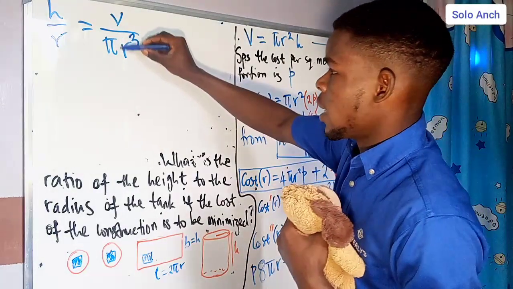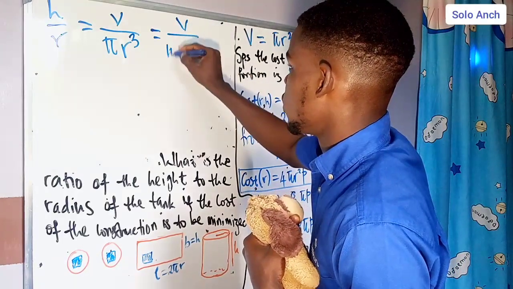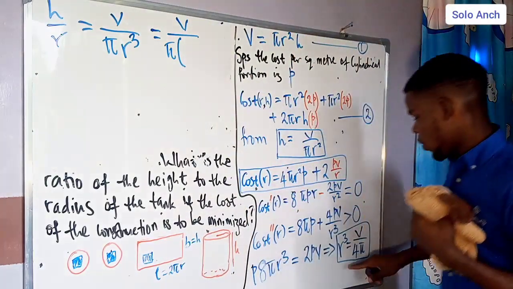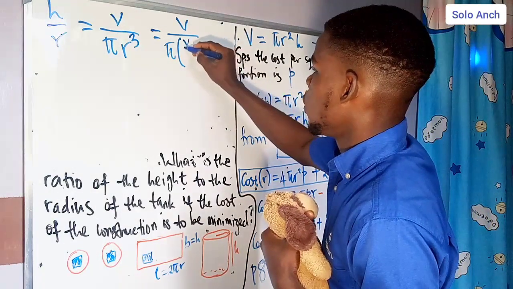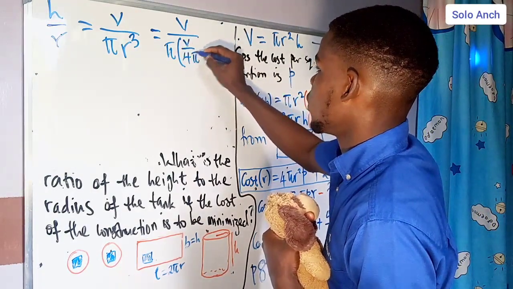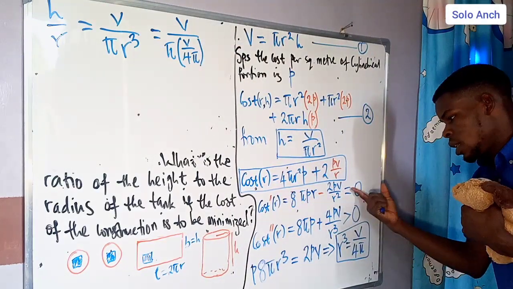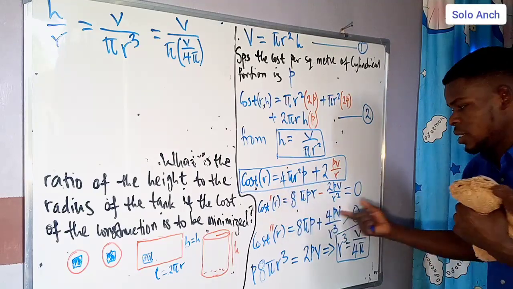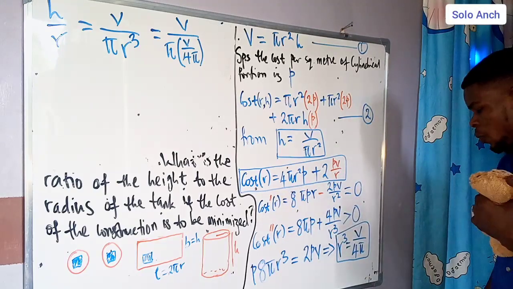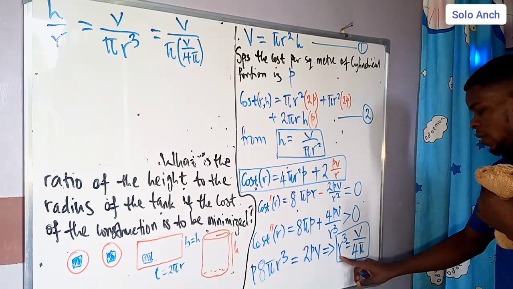But what is r to the third power equal to? Of course, we've done that already. This is pi times r to the third power, and here r to the third power is v over 4 pi. So we're going to put it here, v over 4 pi. That is what we have from the derivative, which is to find the minimizer, or you can call it the critical point. That is what we have for r cubed.